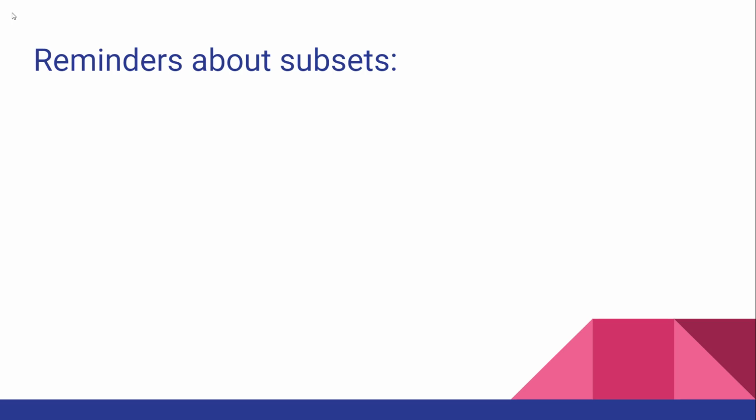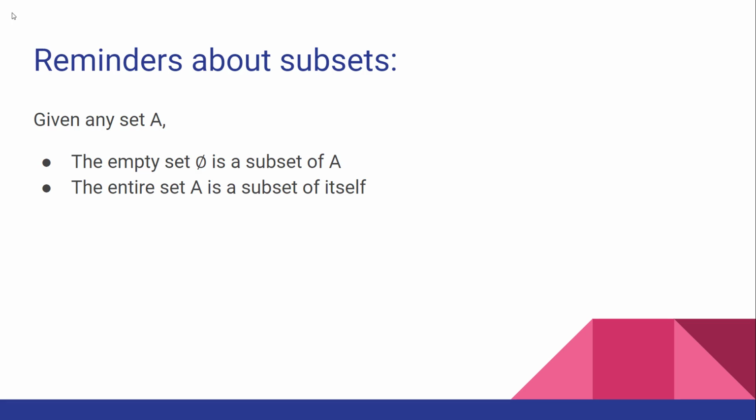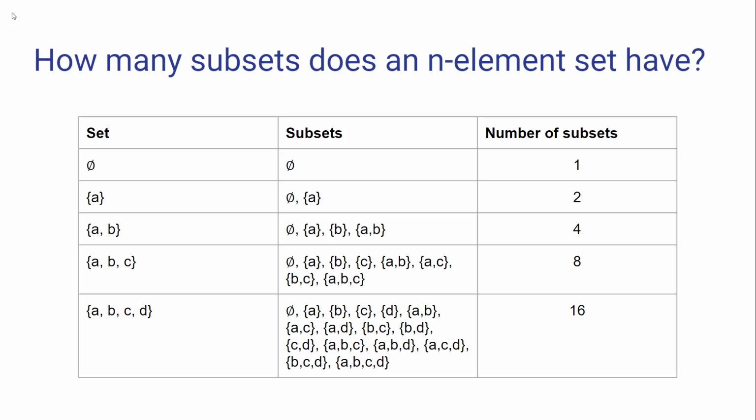Just a reminder of two facts about subsets. First, given any set A, the empty set, or null set, is a subset of A. And this is because of the underlying logic of how being a subset is defined. And secondly, A is automatically a subset of itself, also by the logic of the definition of subsets. With that in mind, let's see if we can figure out a pattern in the number of subsets that a set with n elements has by first looking at some examples.